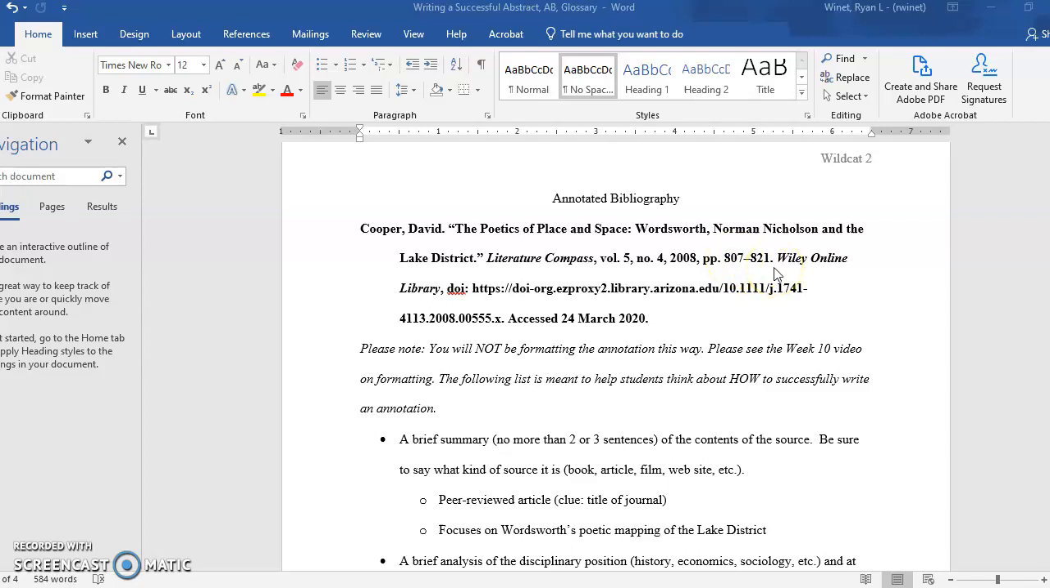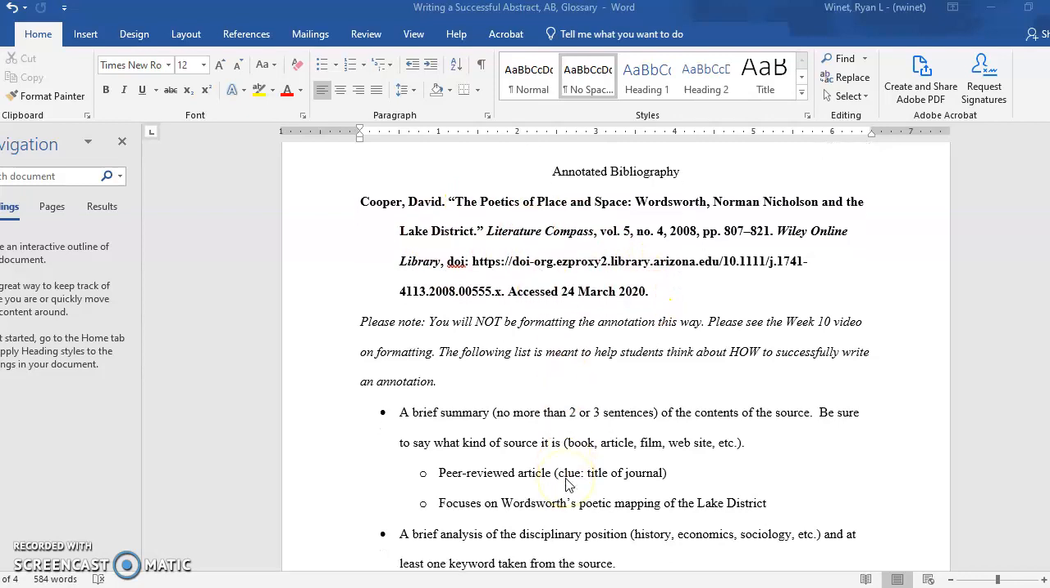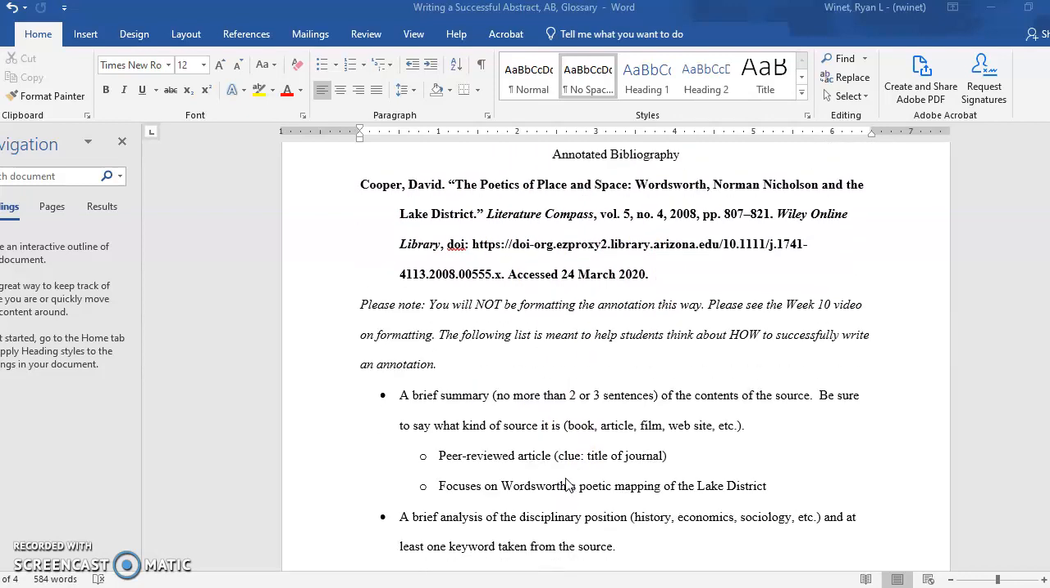You can see that after the period here, additional information is necessary because I have acquired the source through another database. I acquired this source through the U of A library, which accessed the Wiley Online Library. That's in italics. And then I included the DOI. It's a permanent link, basically, for this article, period. And then, of course, I provided the date of access. Please note that all sources in the annotated bibliography should be bolded, and the annotations should be in regular font. It's just a review from week 10.